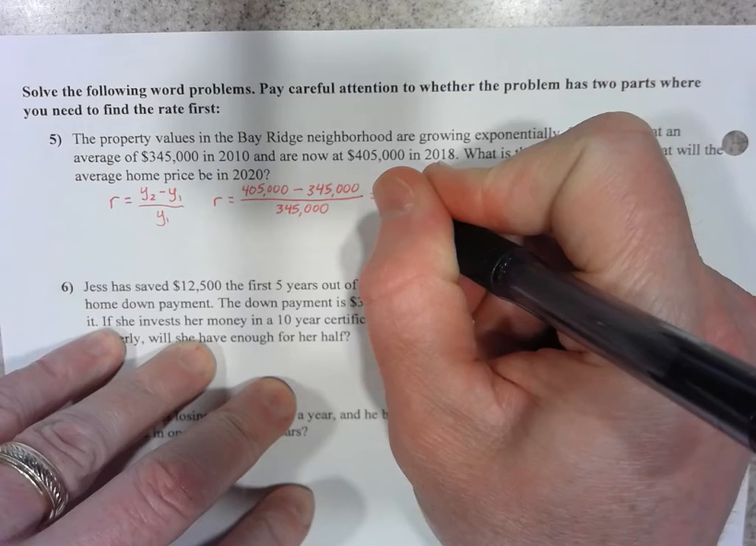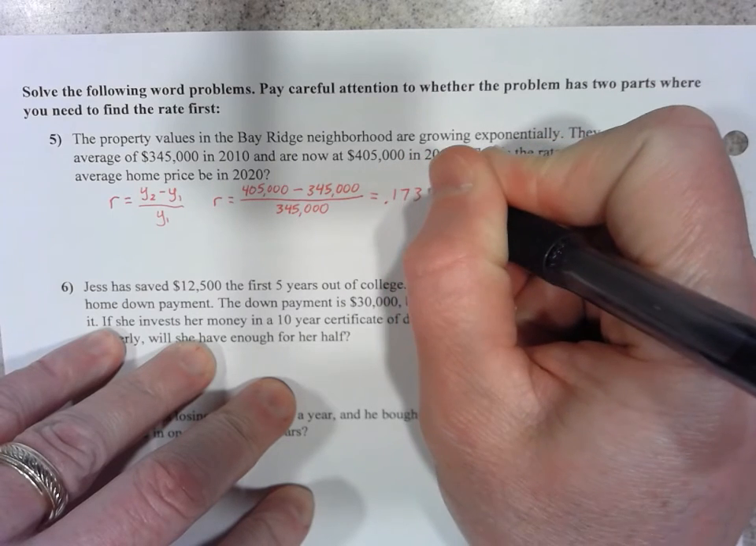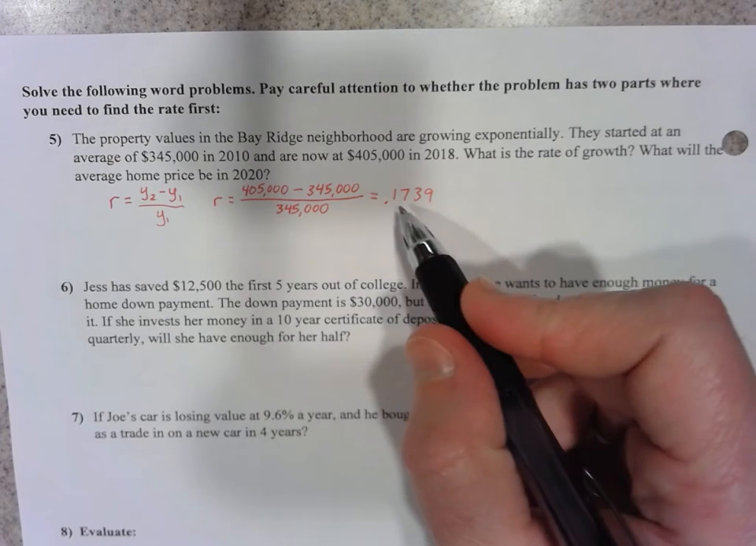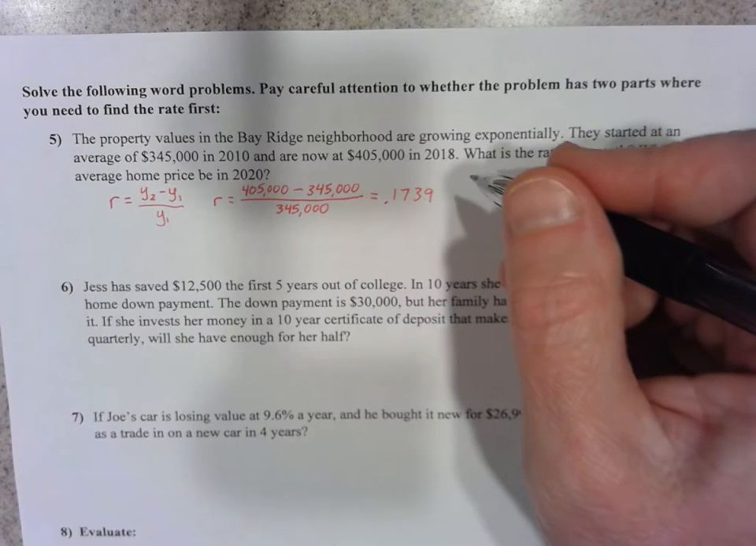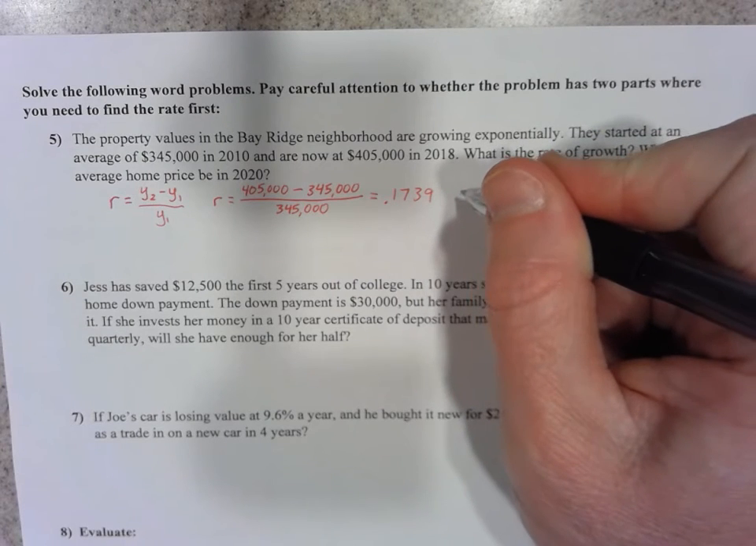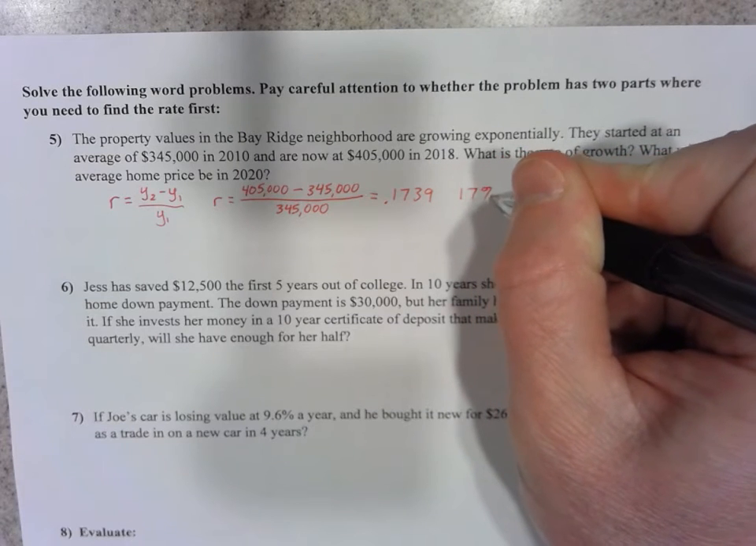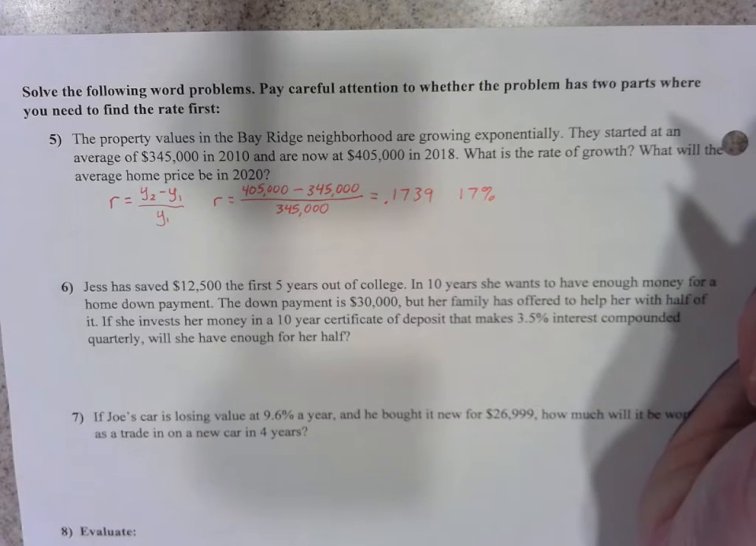And this is 0.1739. So as a rate of growth, usually we think of moving the decimal 2 places over. So this would be the same as a growth rate of approximately 17%. So using that, what will the average home price be in 2020?